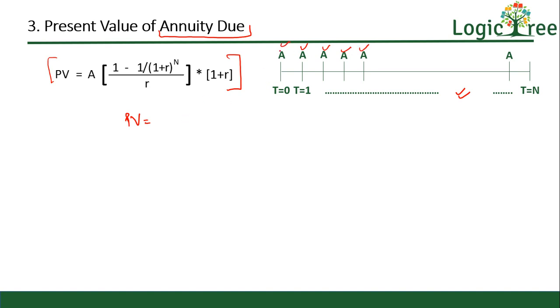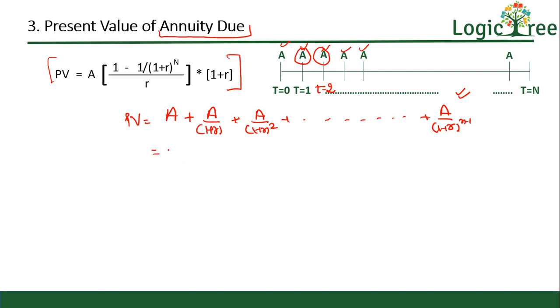So if I write, this a occurs at t is equal to 0, so its present value will remain a, while this a occurs at t is equal to 1, so its present value will be given as a upon 1 plus r. Moving ahead, this a will come at t is equal to 2, so its present value will be a upon 1 plus r square. Continuing till t is equal to n, here the cash flow will come a upon 1 plus r raised to the power n minus 1. So now I can take a common from this series.